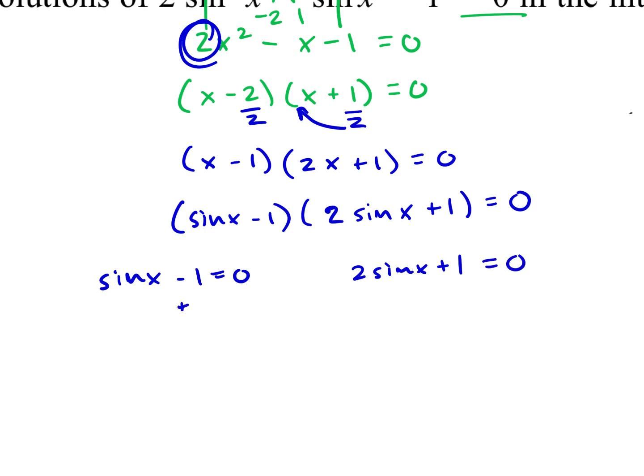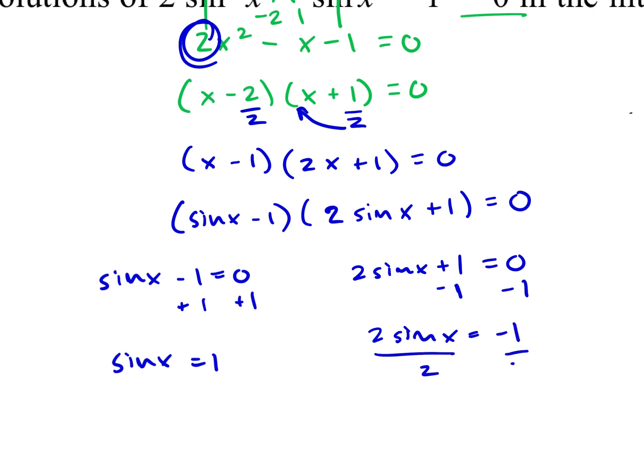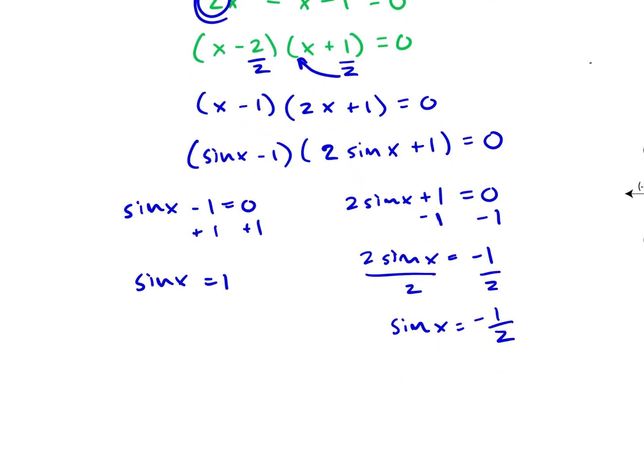So in the first one, I'm going to add 1 to both sides. So sine of x is equal to 1. And then the next one, I'm going to subtract 1 on both sides. So 2 sine of x is equal to negative 1, and divide by 2. So sine of x is equal to negative 1/2. So then I have to go to my unit circle. What value am I looking at for sine? The y values. So I'm looking at the y values on my unit circle.